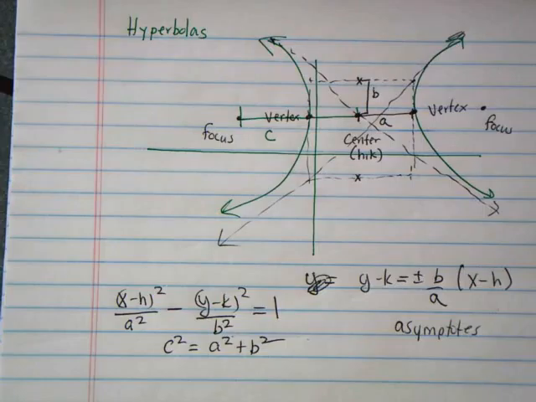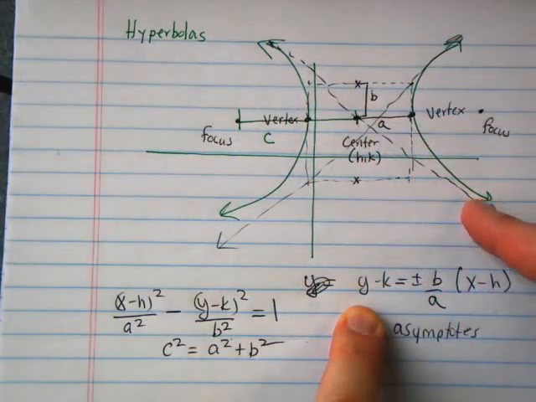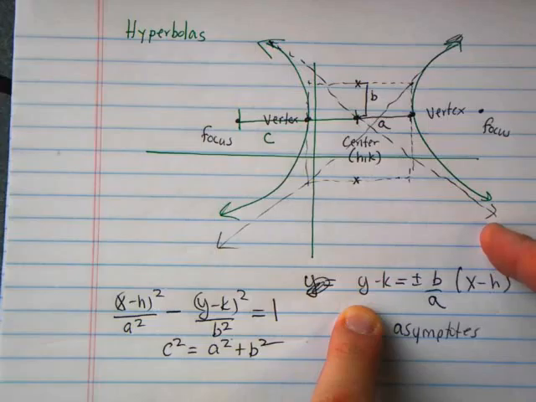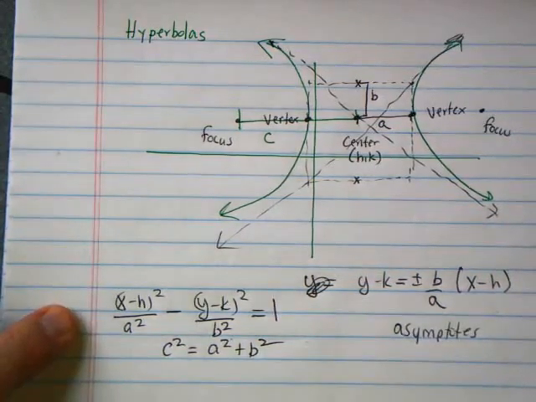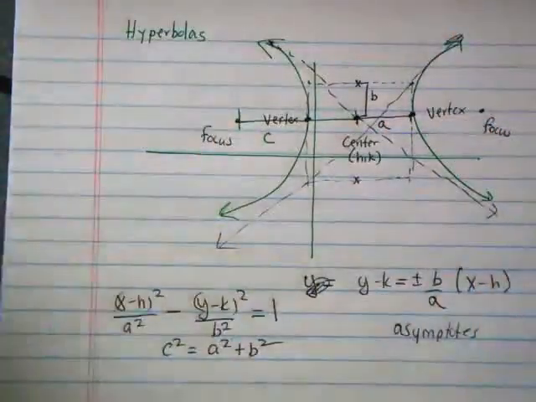Say that again. This is the equation of these asymptotes. So there's two of them, one with a positive slope, one with a negative slope. So this is for a hyperbola that opens left and right.